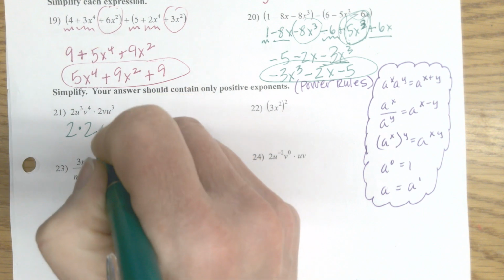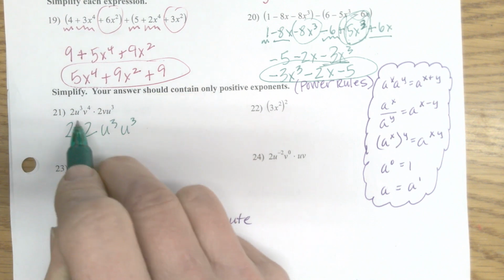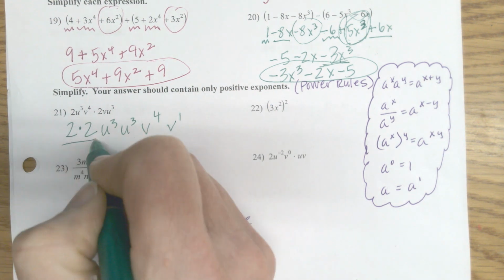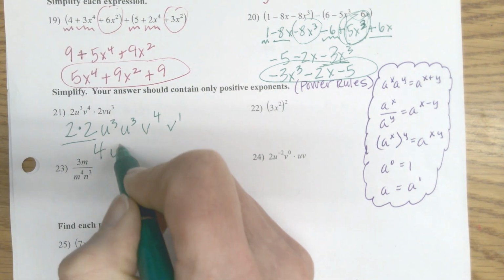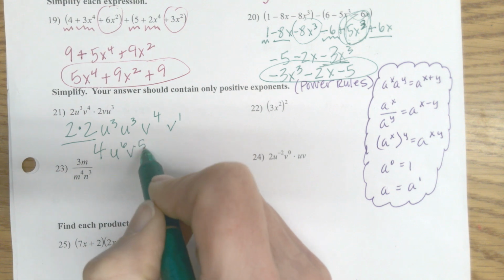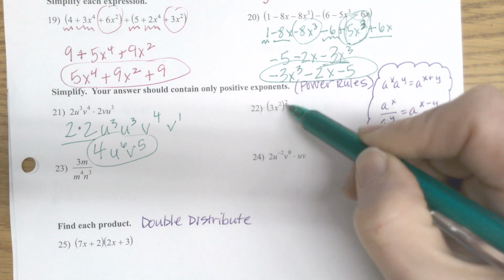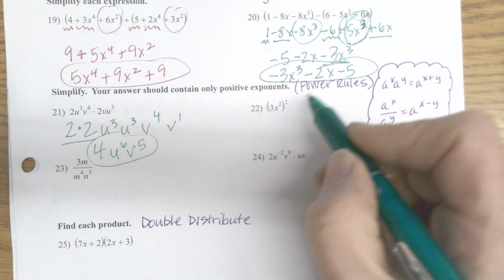Put your variables together, u to the third, v to the fourth, v to the first. Multiply the big numbers, 4. Add the powers, u to the sixth, v to the fifth. Done. This again is a power on a power, so it goes to everything.